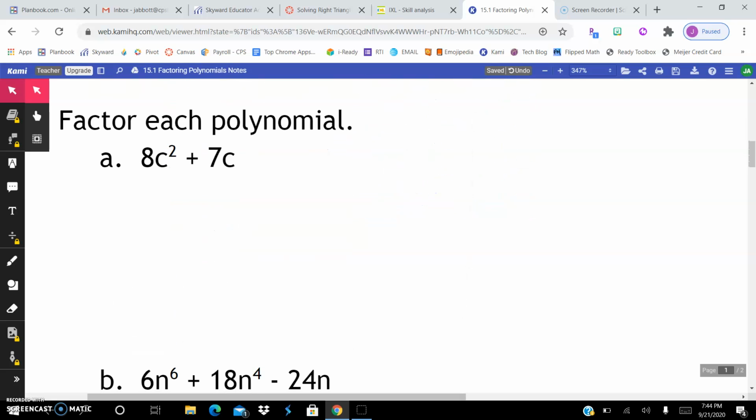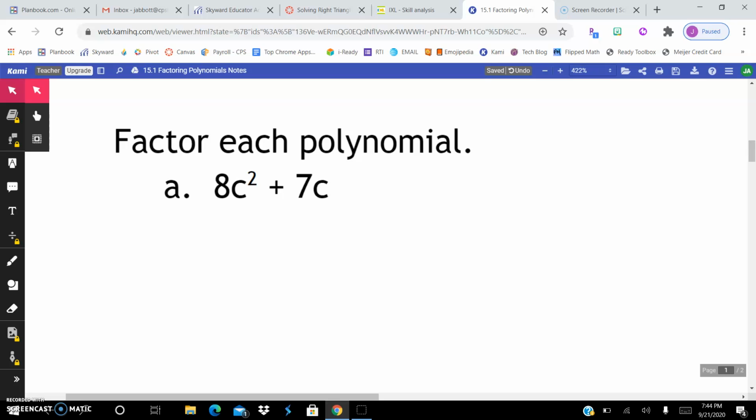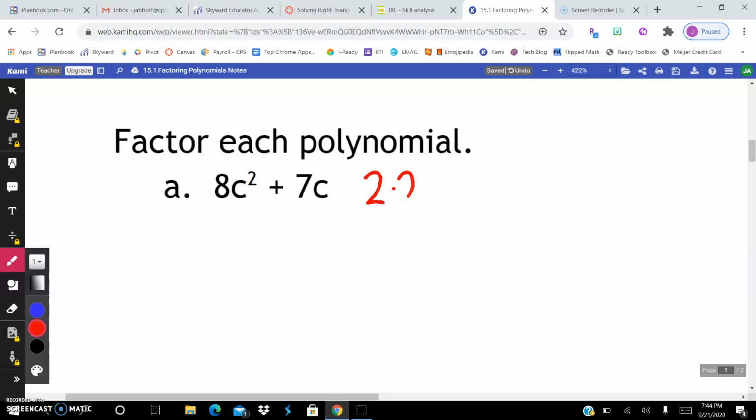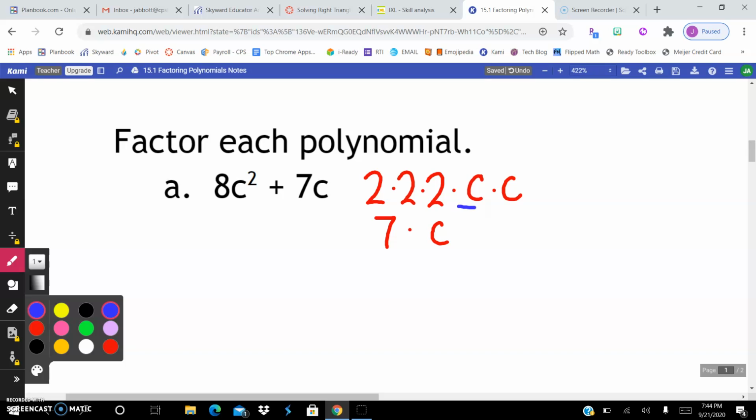Now, to factor each polynomial, now we have an addition or subtraction sign here. So we're going to do the same thing. 8c would be 2 times 4, and 4 is 2 times 2. And c squared is c times c. And 7c would be 7, because 7 is prime, times c. So what do they have in common? They have a c in common. So that is our greatest common factor.